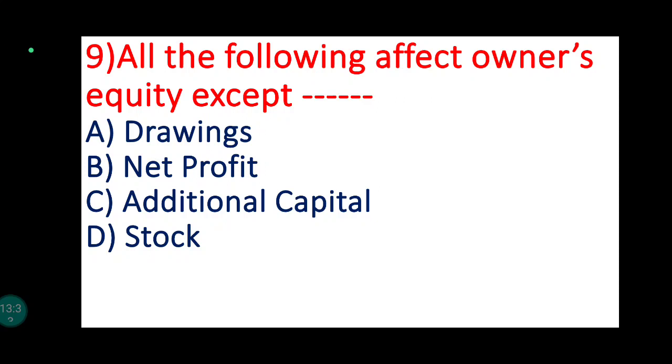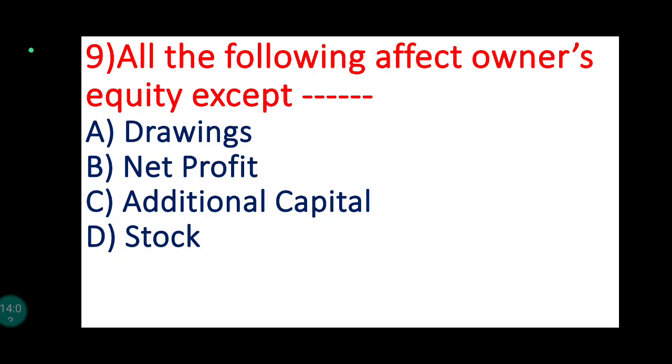See, owner's equity equals total assets minus total liability, or we can express it as capital plus net profit less drawing. As well as, if there is additional capital, we add it. So drawing affects owner's equity. Net profit also affects owner's equity. Additional capital also we add.